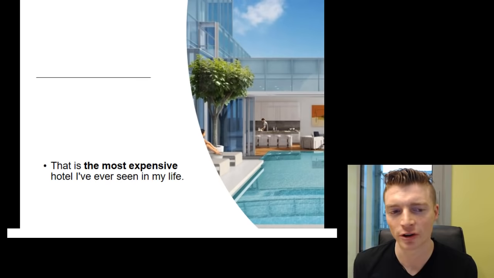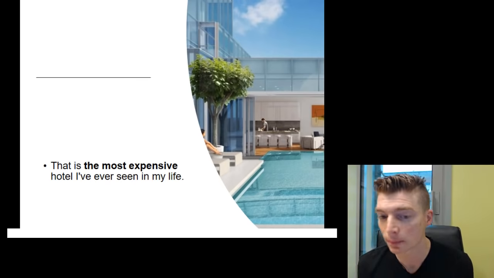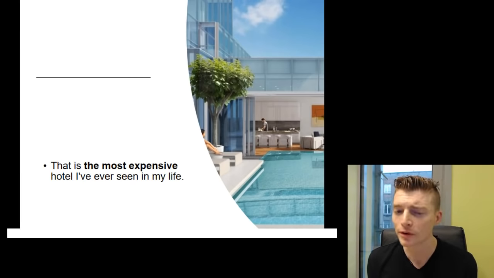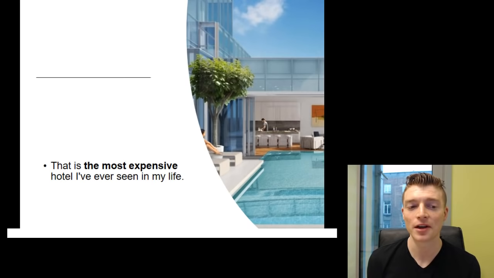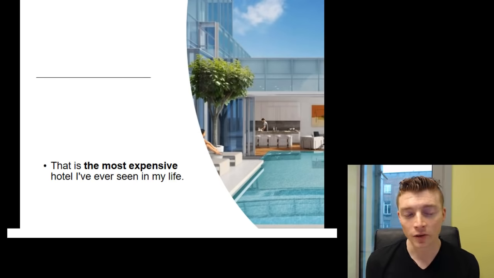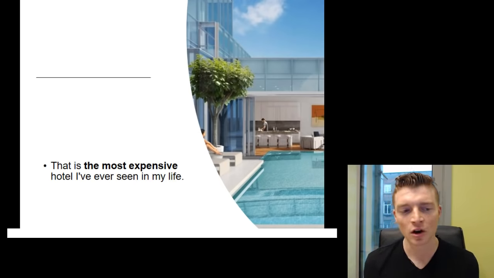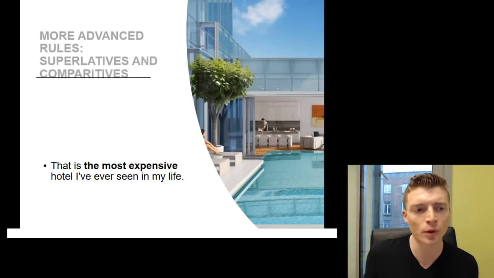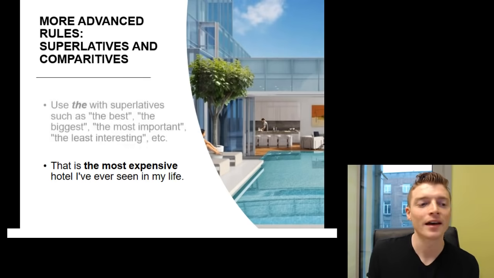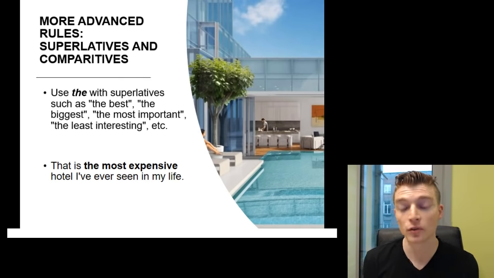So let's have a look at the next rule. Now in this picture here, it looks like a swimming pool. I can see a bar. It looks like a really nice hotel. You could say that is the most expensive hotel I've ever seen in my life. Now the phrase in bold here, what kind of expression is this? The most. This is what we call a superlative. So our next rule is using articles with superlatives.